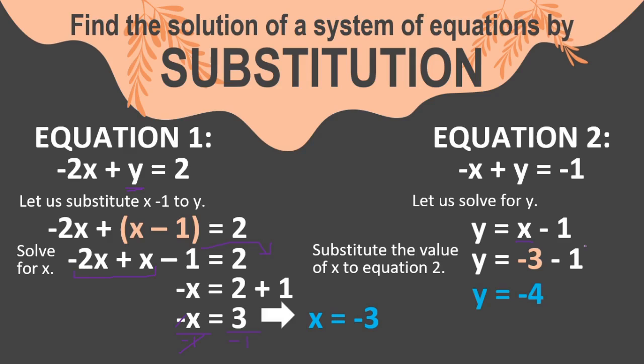Ayan na po. Meron na tayong value ng x. Meron na tayong value ng y. So, our ordered pair is negative 3, negative 4. Yan din po ang ating solution to this system. Yung system nitong dalawang equation na ito. Okay? So, ayan. So, this will serve as our introduction.